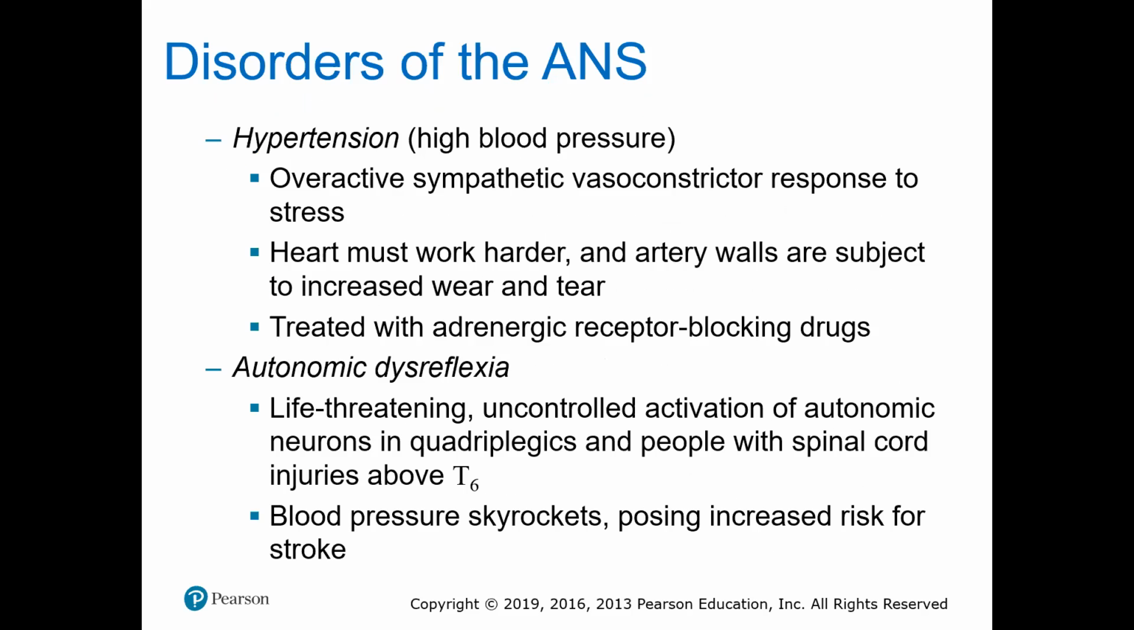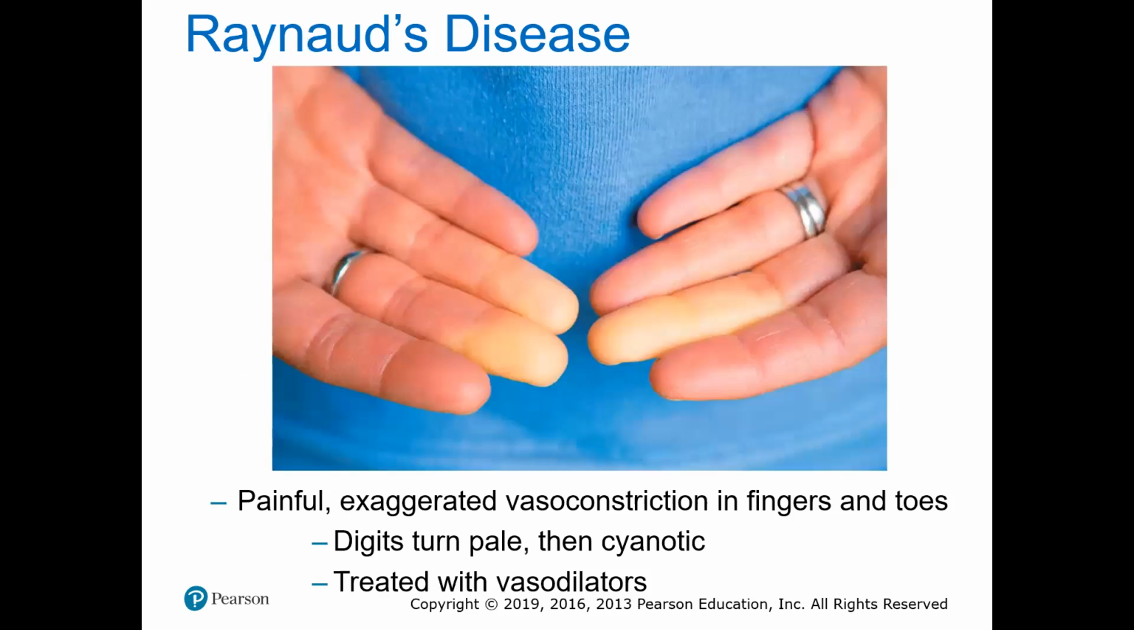Let's see. Yeah. One more thing. Now, one condition that we encounter a lot, Raynaud's disease, vasoconstriction in the fingers and toes. Why does it occur? Because we have vasoconstriction of blood vessels caused by too much norepinephrine being released. The autonomic nervous system is getting too many cues to stimulate these muscle cells.